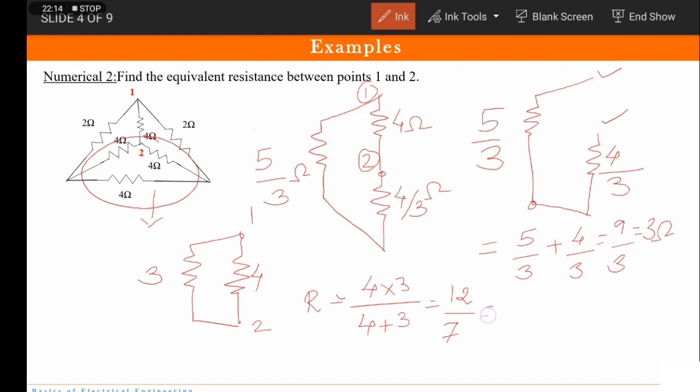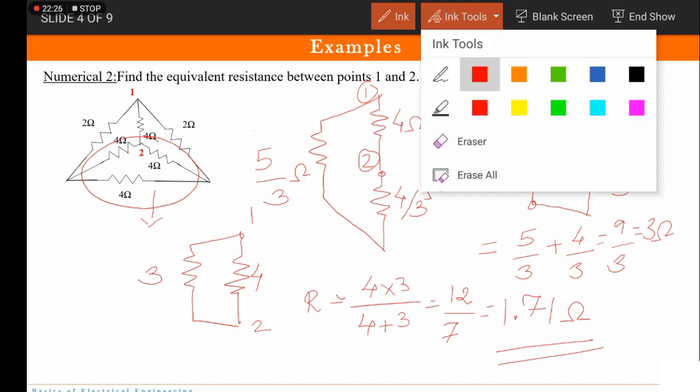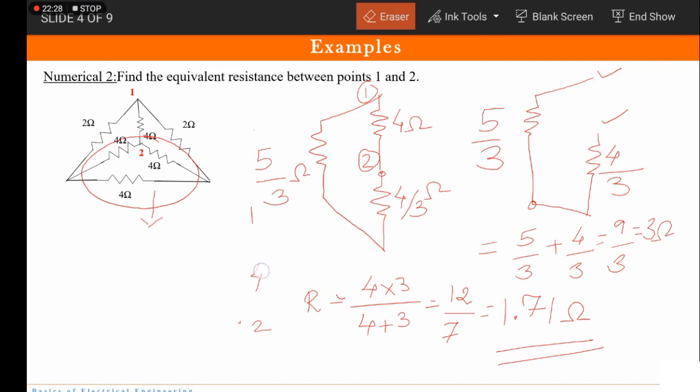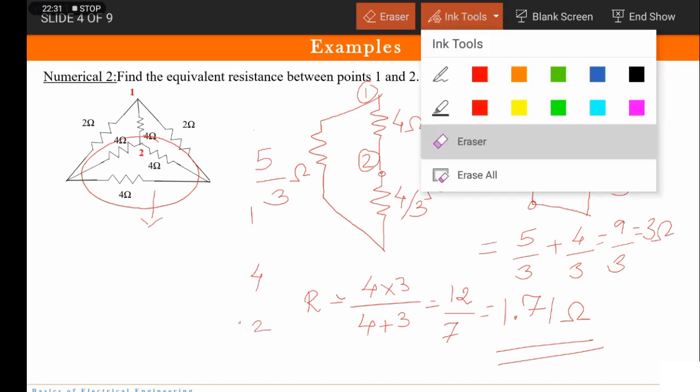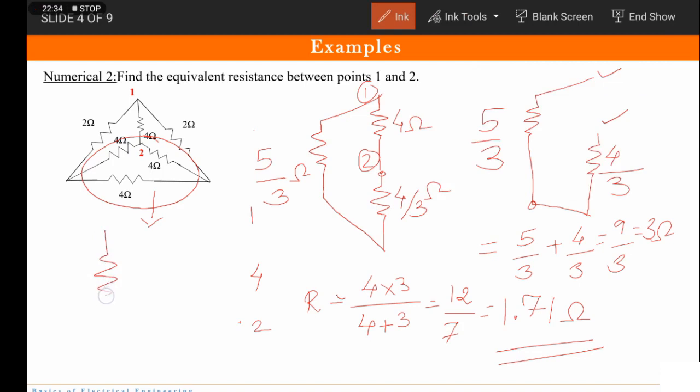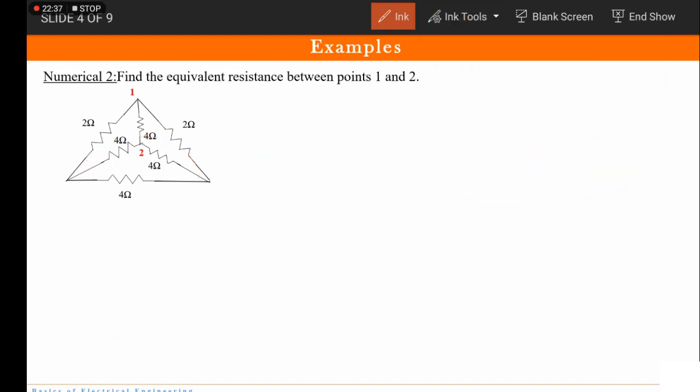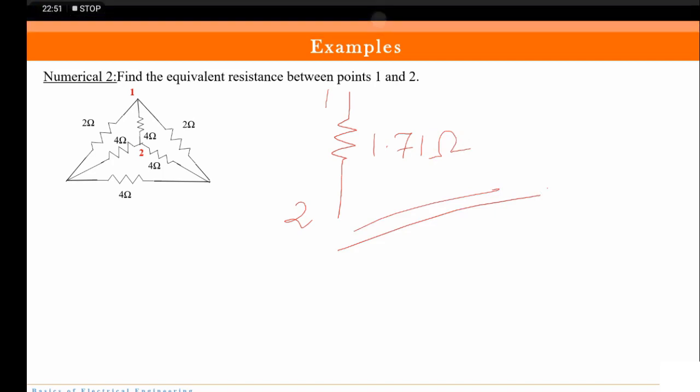Okay, and that comes out to be 1.71 ohms. Okay, so here I can say that the resistance between point 1 and 2, rather I will erase all. So my final resistance between point 1 and 2 comes out to be of value 1.7 ohms. Understood? Okay. Now let us go to the next example.